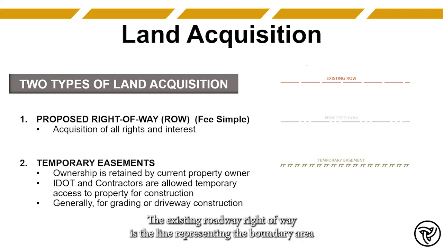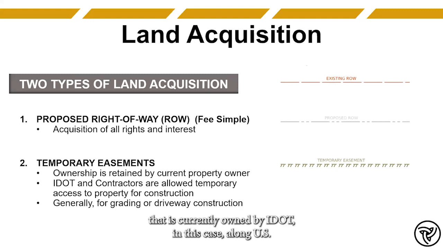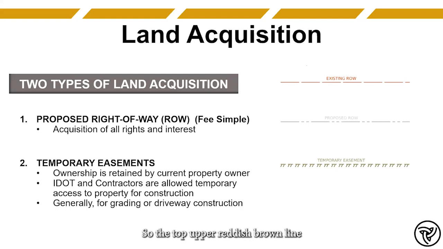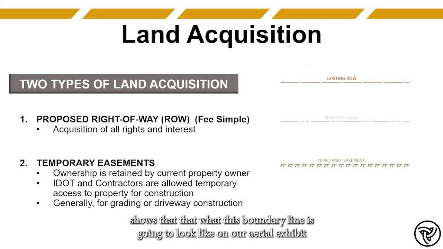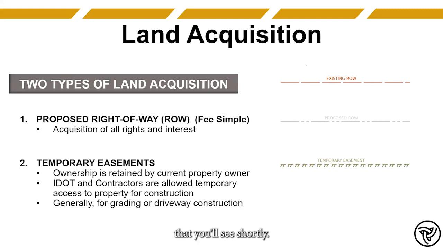The existing roadway right-of-way is the line representing the boundary area that is currently owned by IDOT, in this case along US Business Route 20. So the top upper reddish brown line shows what this boundary line is going to look like on our aerial exhibit that you'll see shortly.